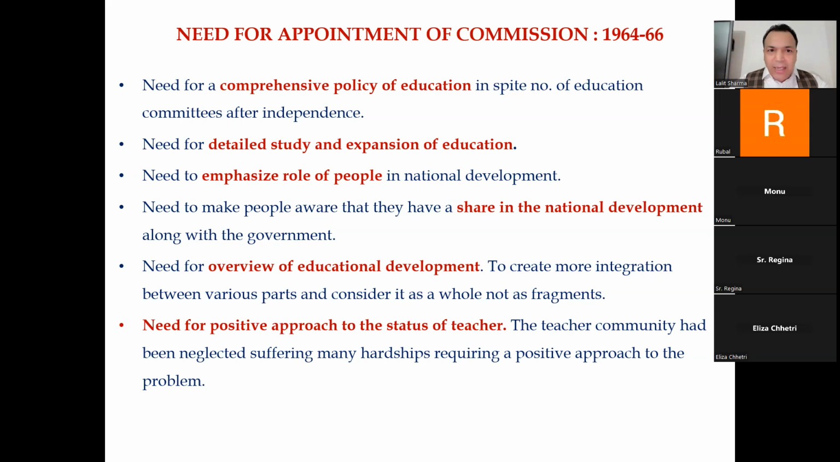Number first, need for comprehensive policy of education. Look, whatever the important points are, now I'm coloring them in red, right? Comprehensive policy of education, there was none at that time, in spite of a number of education committees after independence. Second is need for detailed study and expansion of education. Next, need to emphasize the role of people in national development. Because nobody bothered about national development at that time, they did not even know the concept of what national development is. National understanding, international understanding, nothing existed, right?